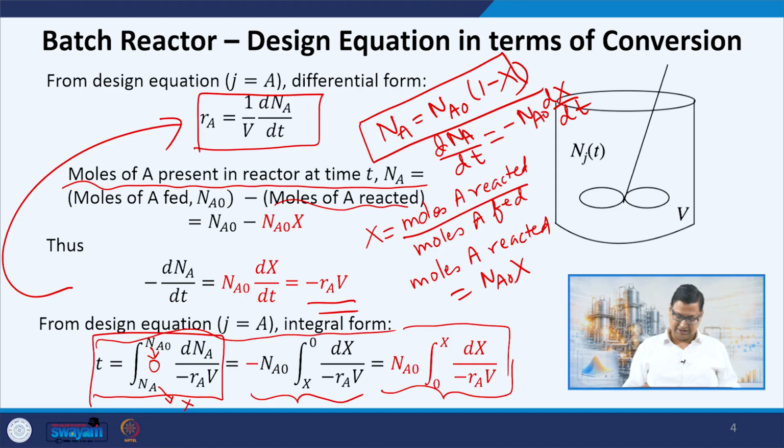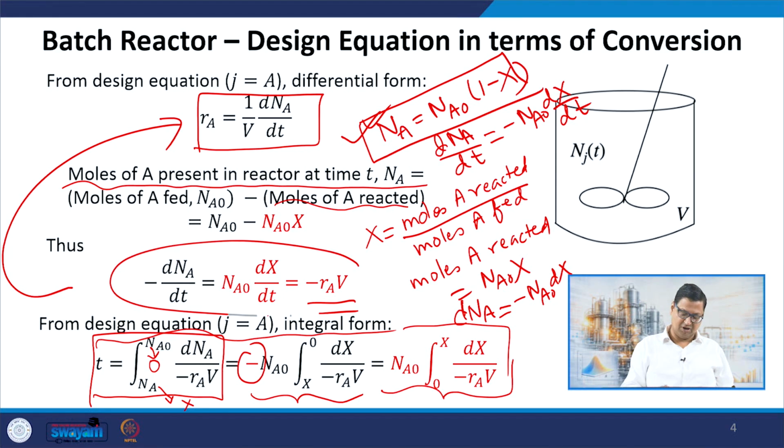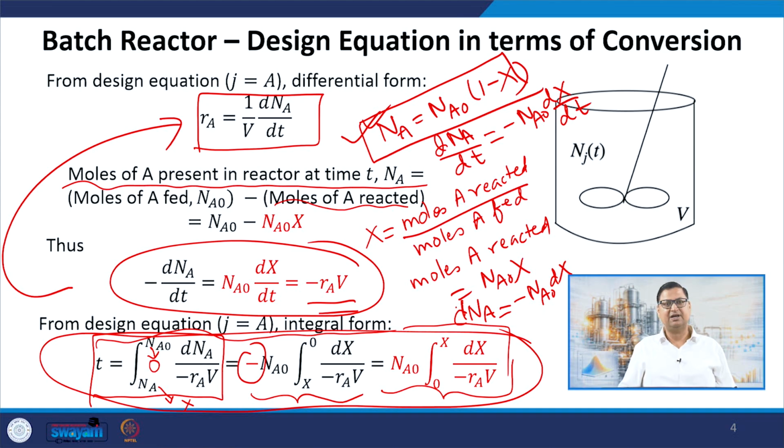Okay, so just one thing to keep in mind here is dNA, starting from this equation of Na equal to Na naught into 1 minus x, can be written as minus Na naught dx, and therefore, we get a minus sign right here. Okay. So, now we have both the differential form of the design equation and the integral form of the design equation in terms of conversion as opposed to concentration or the number of moles.